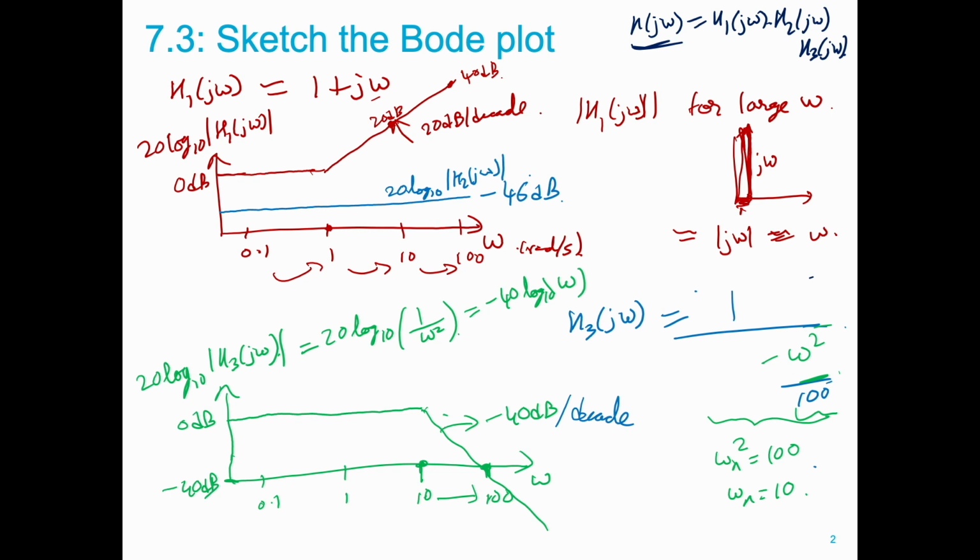And you can clearly see that until I hit 1, the magnitude sketch is 0 plus minus 46 plus 0, which is going to be flat at minus 46. At 1, you have this red line increasing with a slope of 20 decibels per decade, while the others remain the same. So the sum would also increase by 20 decibels per decade. And once you hit 10 and cross it, you notice that the red line increases at 20 dB per decade, while the green line decreases at 40 dB per decade. So the sum of the three would go down at 20 decibels per decade.